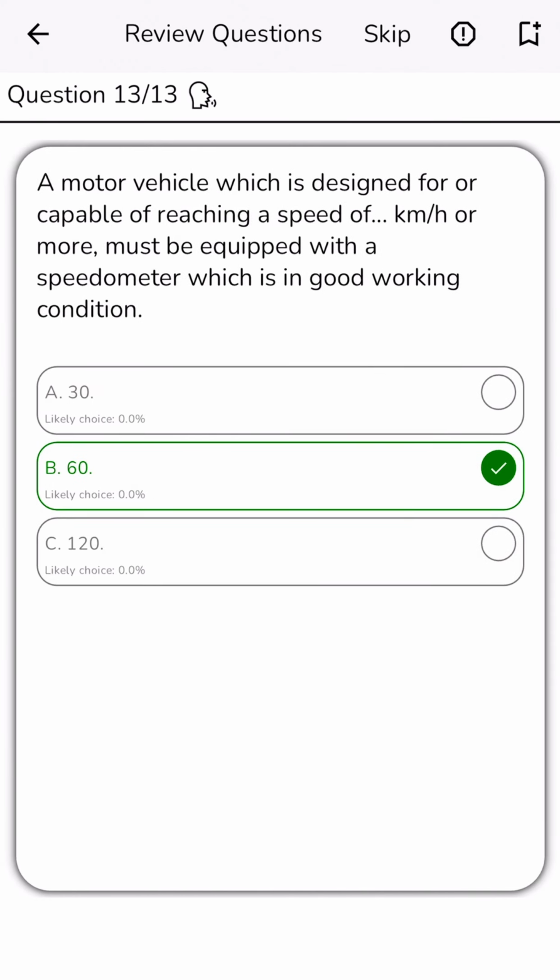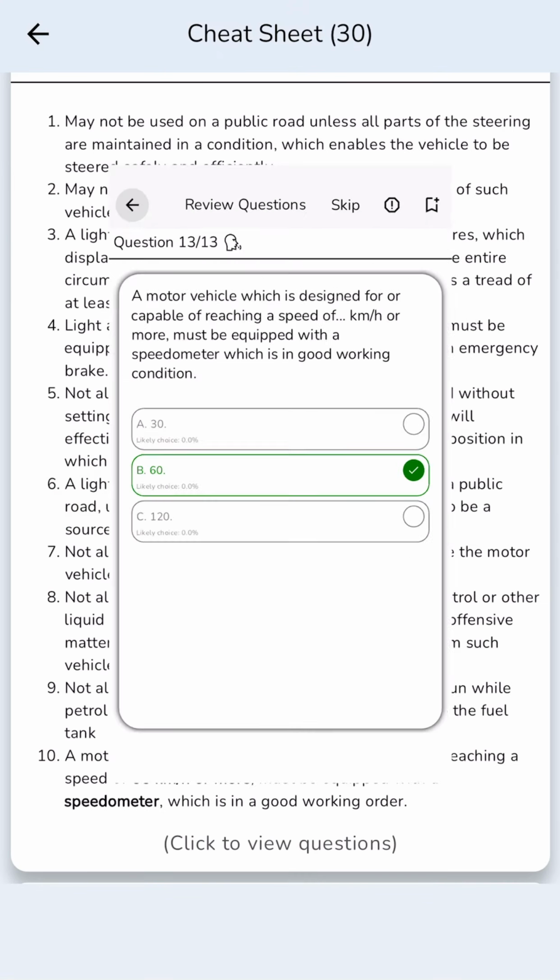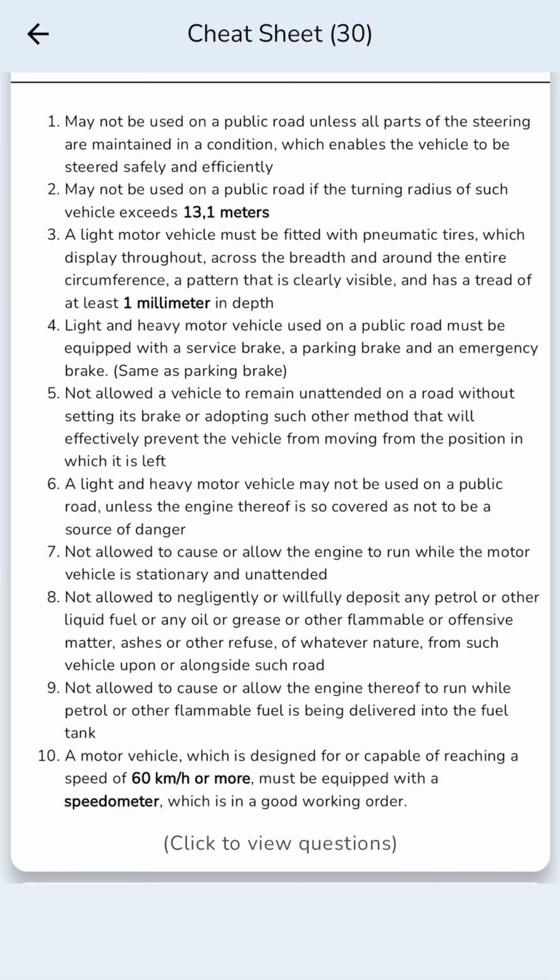A motor vehicle which is designed for or capable of reaching a speed of, or more, must be equipped with a speedometer which is in good working condition. 60 kilometers per hour. That is the answer for this question. Someone might be wondering where that answer is coming from.